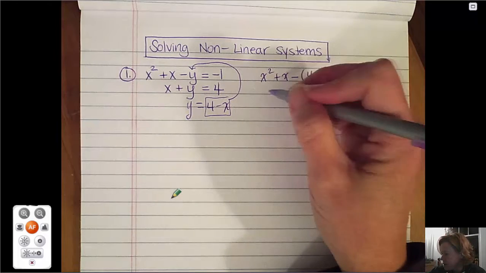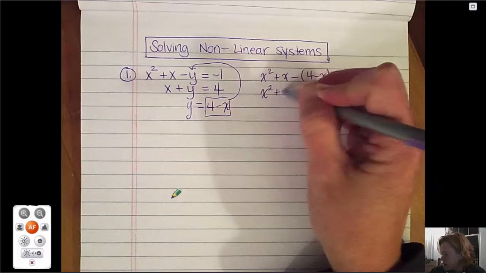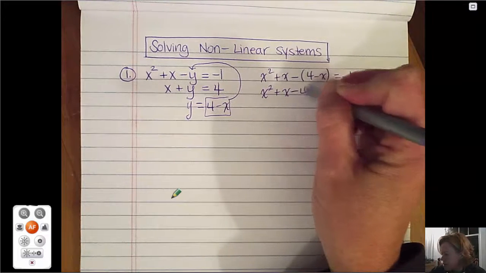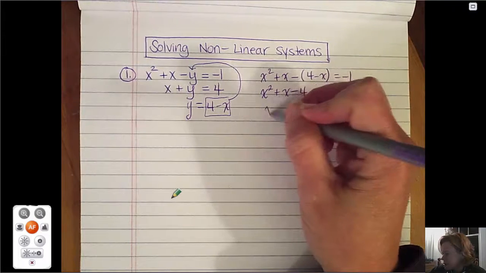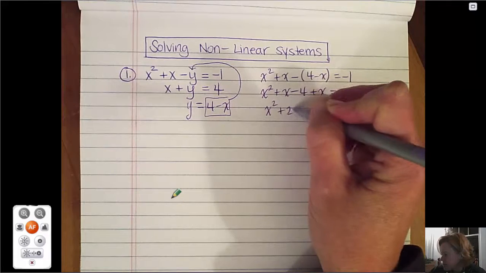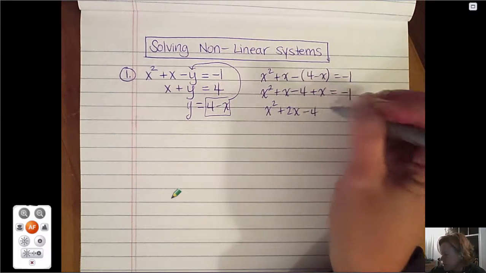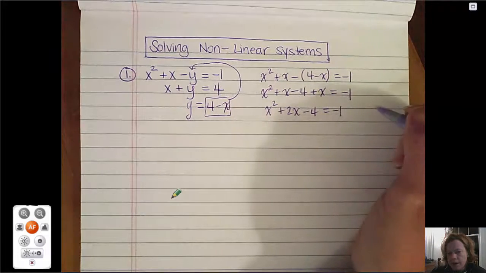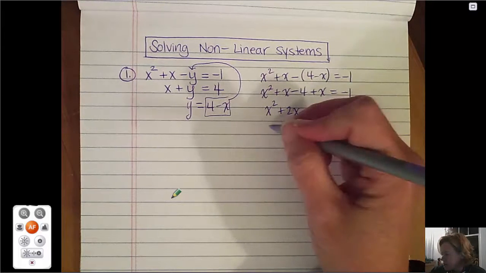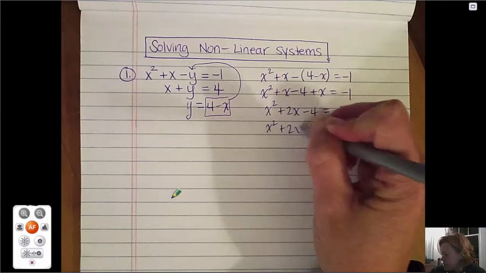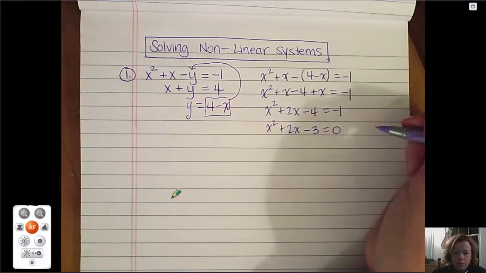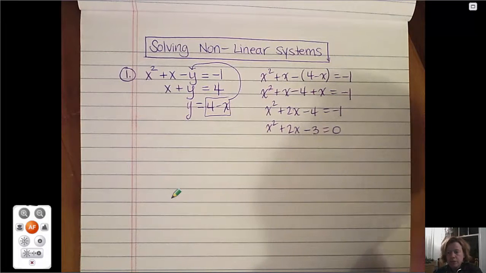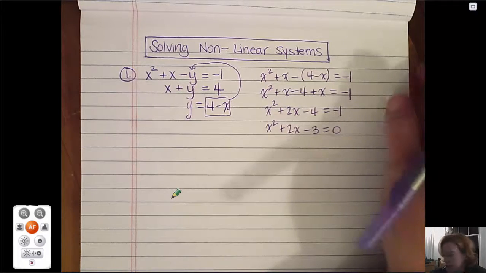So let's clean it up. I have x squared plus x minus 4 plus x equals negative 1. Combine like terms, x squared plus 2x minus 4 equals negative 1, and set it equal to 0. I'll add 1 to both sides. x squared plus 2x minus 3 equals 0. So now we're back to a basic quadratic to solve. Our choices are factoring, completing the square, or the quadratic formula. I'm going to try to factor this.